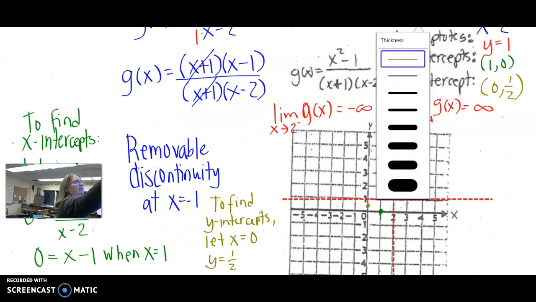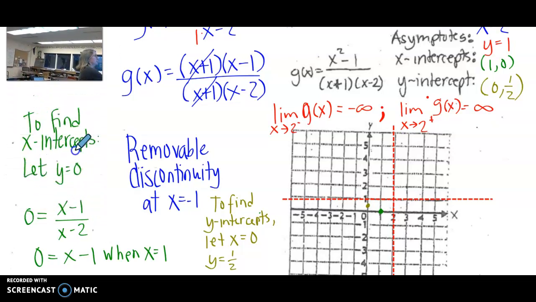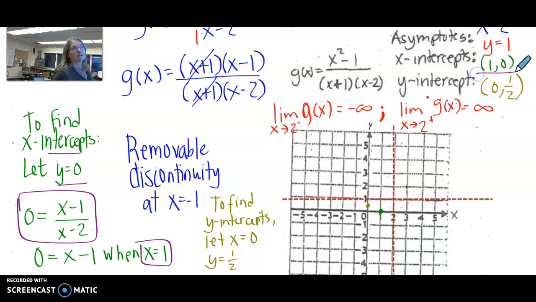I have an x-intercept of positive 1. To find your x-intercepts, you are going to let y equal 0 and then solve for x. We can use the simplified version of g of x after we remove the common factor of x plus 1 in the numerator and denominator. And so we have the fraction x minus 1 over x minus 2. And a fraction, recall, is 0 when the numerator is 0. So at x equals 1, we have an x-intercept at (1, 0). So that's that point right there.